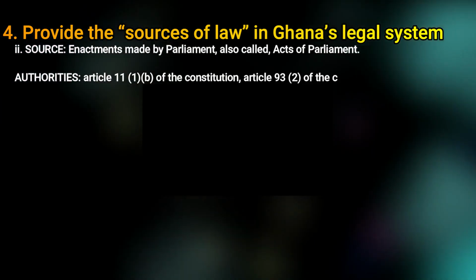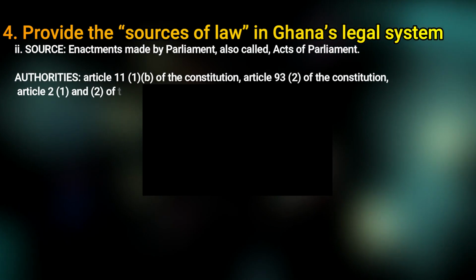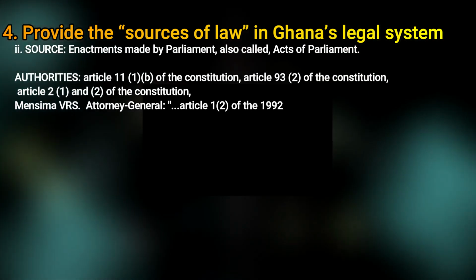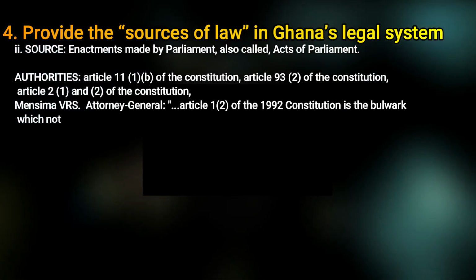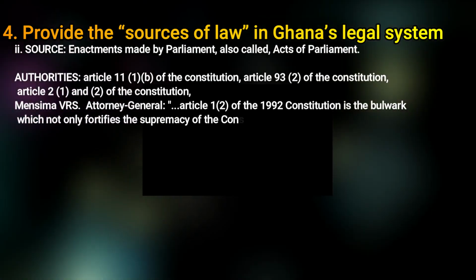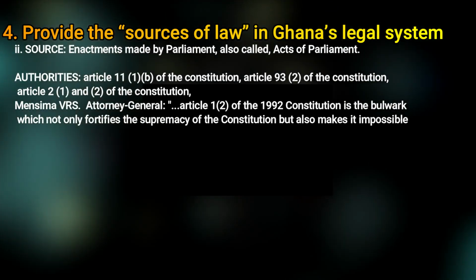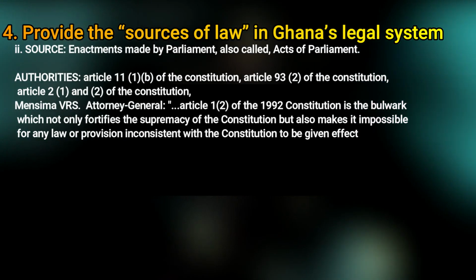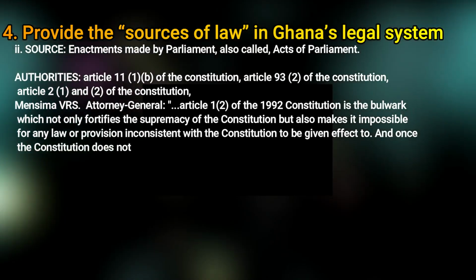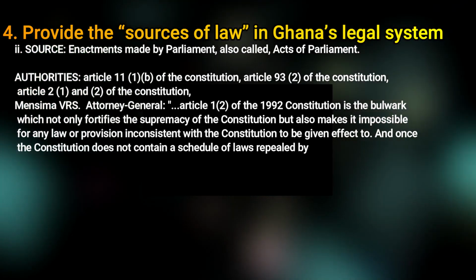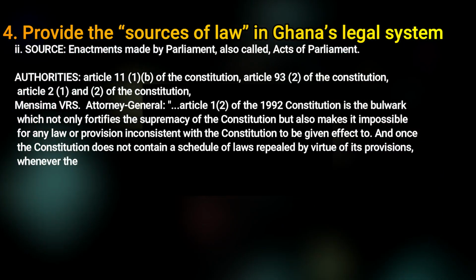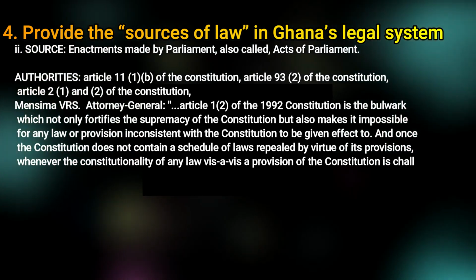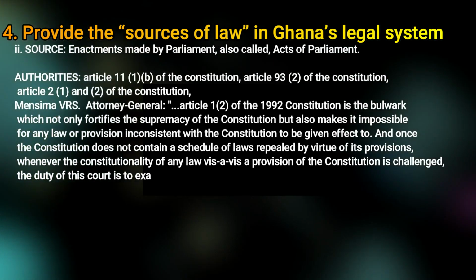The second primary source of law in Ghana's legal system is enactments made by Parliament, also called Acts of Parliament, and you can find this under Article 11(1)(b) of the 1992 Constitution, Article 93(2) of the same Constitution, and Article 2(1) and 2(2) of the 1992 Constitution. In the case of Mensima versus Attorney General, it was emphasized by the court that Article 1(2) of the 1992 Constitution is the bulwark which not only fortifies the supremacy of the Constitution, but also makes it impossible for any law or provision inconsistent with the Constitution to be given effect to.